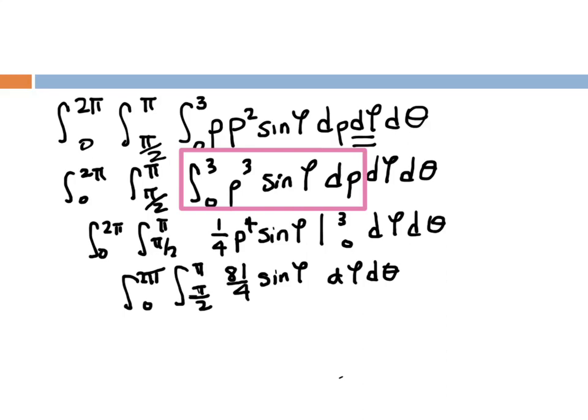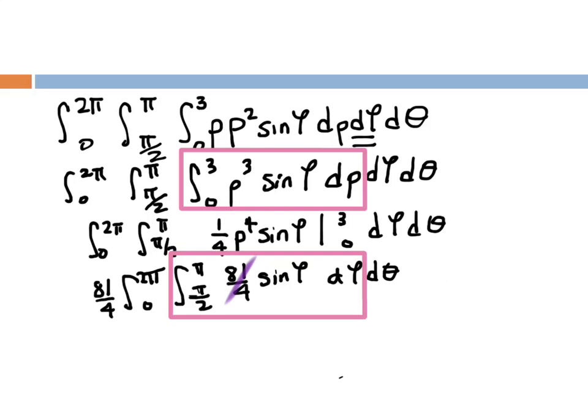Alright, so going from here now, we're going to integrate with respect to phi. So the integral with respect to phi here is the integral of the sine of phi, with the 81 over 4, which actually we could put at the very front if you'd like, like we have in some of our other problems.